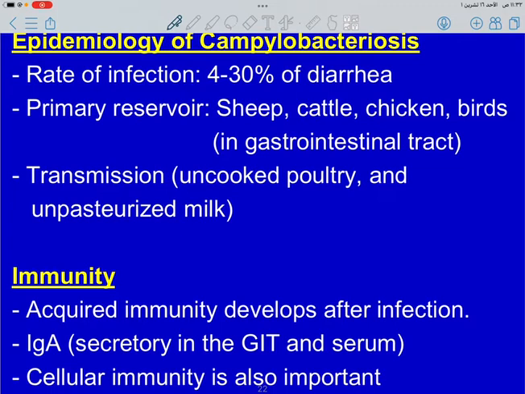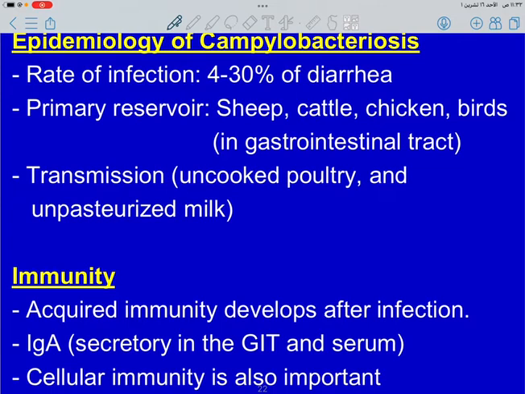So if it is transmitted from animals, it means it is a zoonotic disease. The diseases that are transmitted from animals to man are all called zoonotic disease. So Campylobacteriosis is a zoonotic disease.